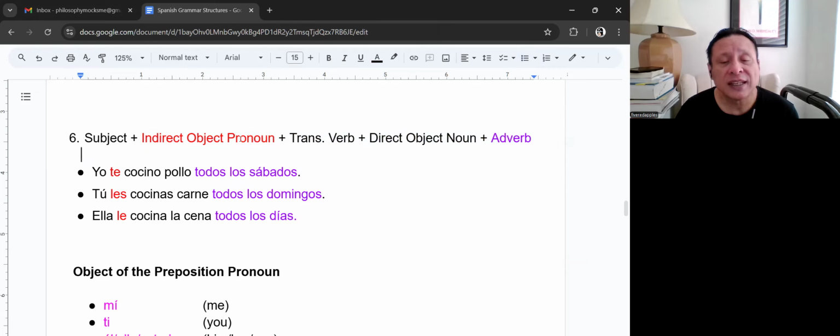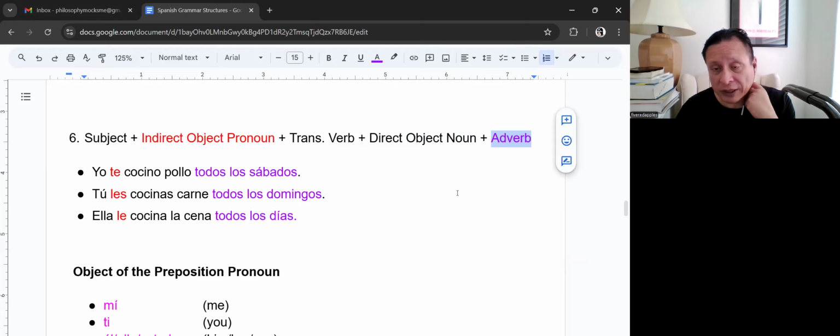Subject, indirect object pronoun, transitive verb, and then direct object noun, not pronoun, noun after the verb. And then you can have an adverb if you want. Like, it's just common to have an adverb to complete the thought. Sometimes you don't need it, but I put it in because it's very common.